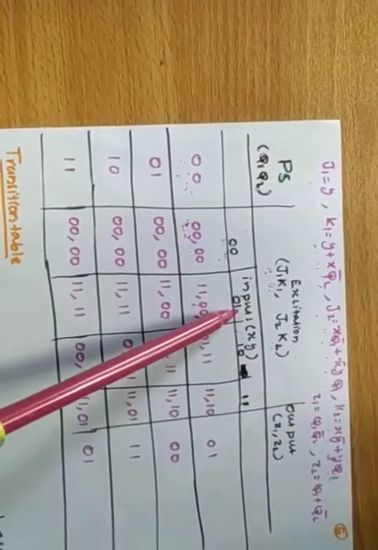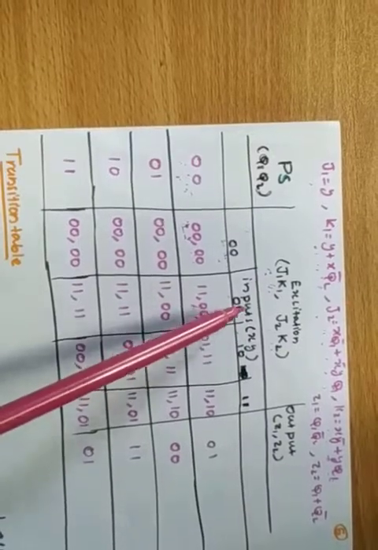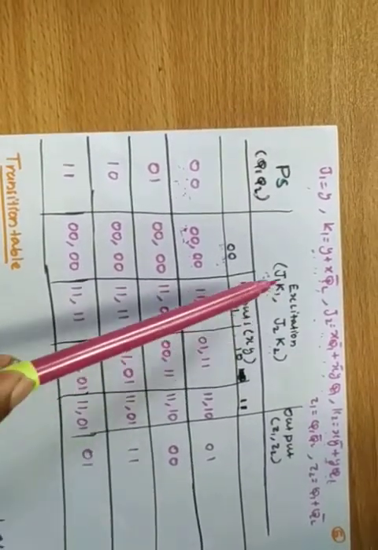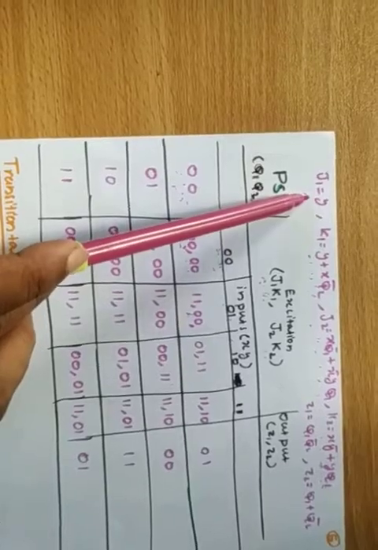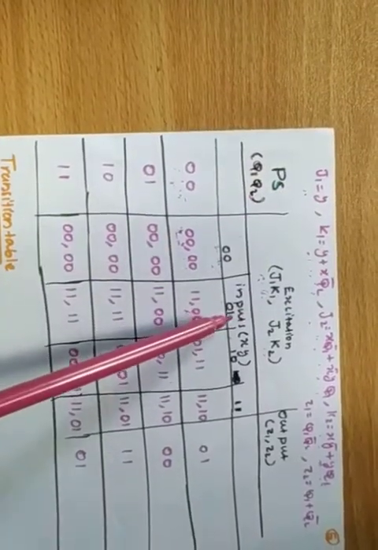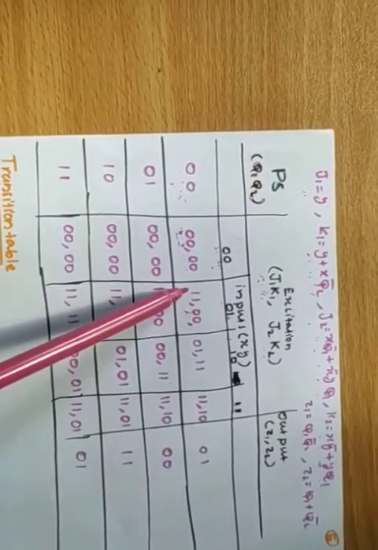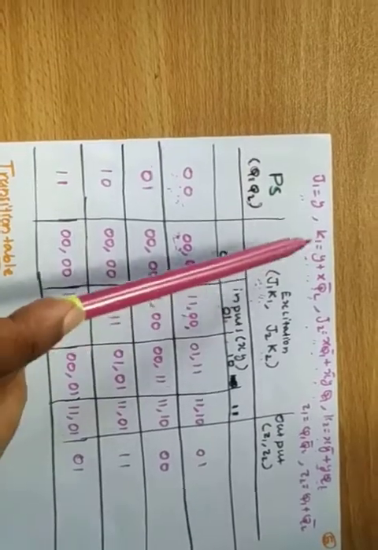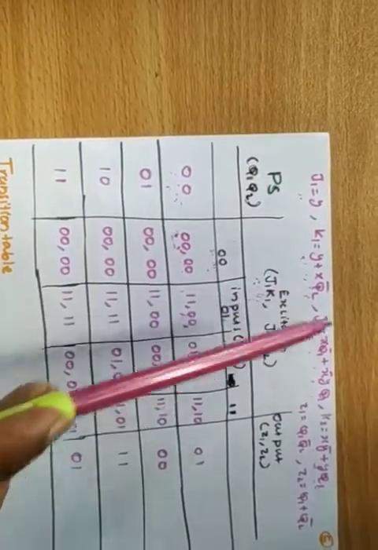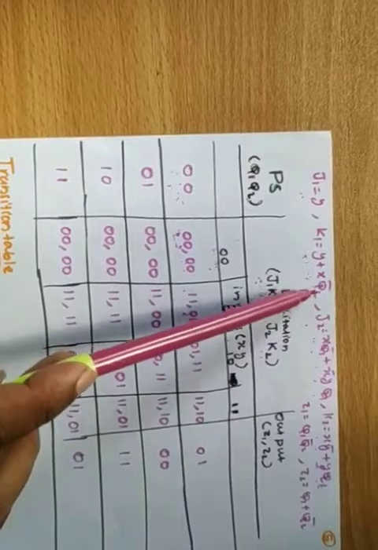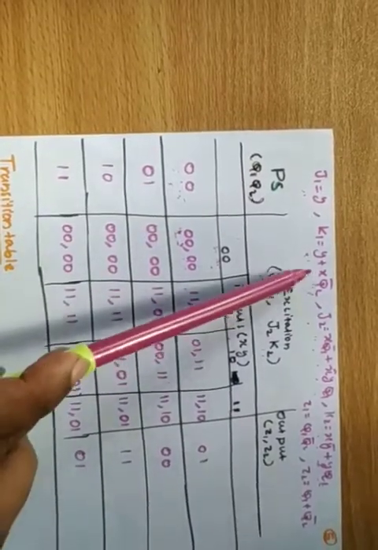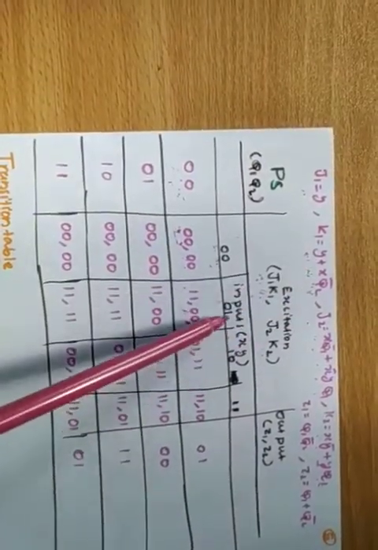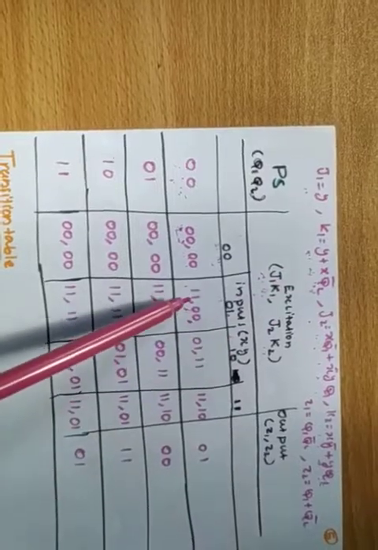Now 0, 1 input. What are J1, K1, J2, K2? For 0, 1 input, what is J1? J1 is Y. What is Y here? Y is 1, so it is 1 here. Next is K1. K1 is Y plus X Q2 bar. What is X here? X is 0, so this term is 0. What is Y here? Y is 1. 0 plus 1 is 1. That's why 1 here.